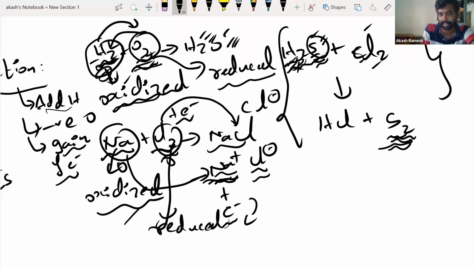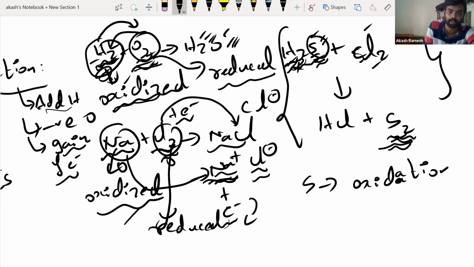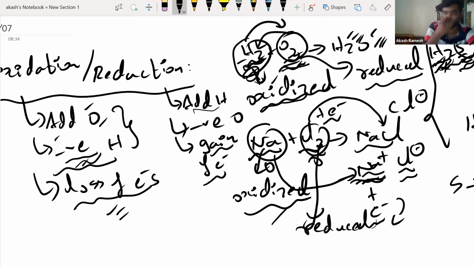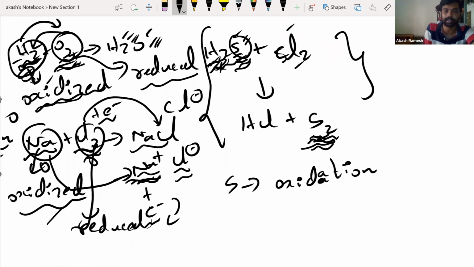If sulfur has lost hydrogen, is it oxidation or reduction? Oxidation. So in this case, sulfur is getting oxidized, or sulfur is the one undergoing oxidation. Why? Because here I had hydrogen, and on the product side I don't have hydrogen. Removal of hydrogen or addition of oxygen, either of that is oxidation. So everybody understood that sulfur is the one which is getting oxidized, right?